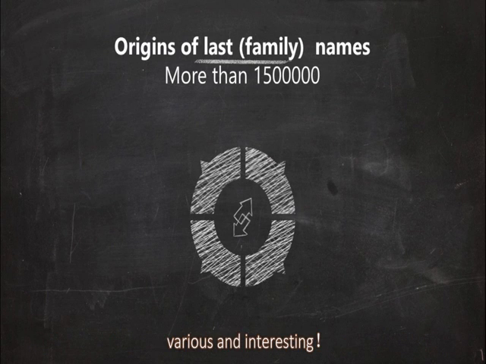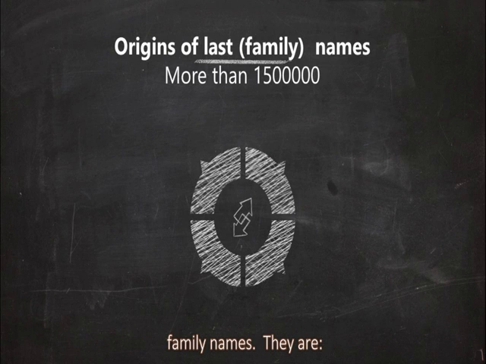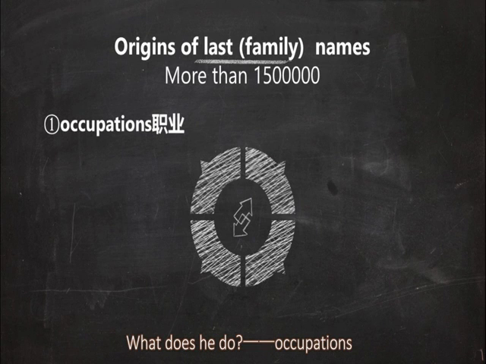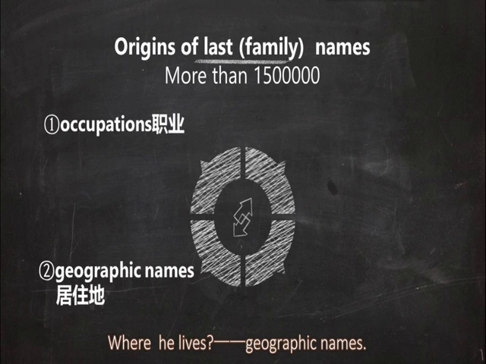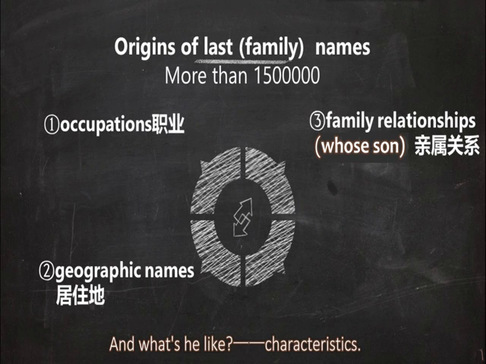Various and interesting. So we can make a brief conclusion about the origins of family names. They are: What does he do? Occupations. Where does he live? Geographic names. Whose son is he? Family relationships. And what's he like? The characteristics.